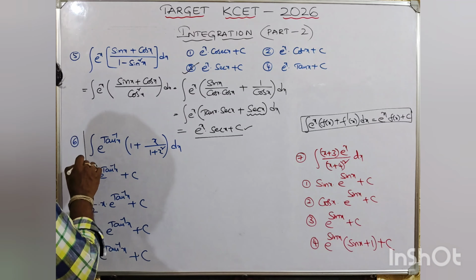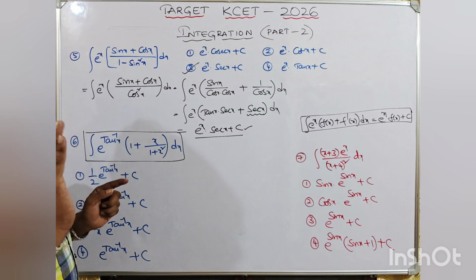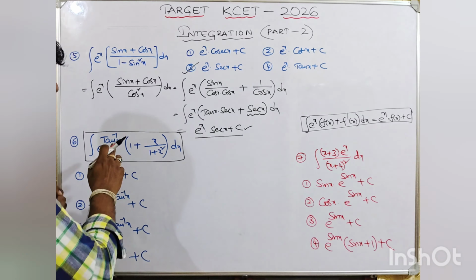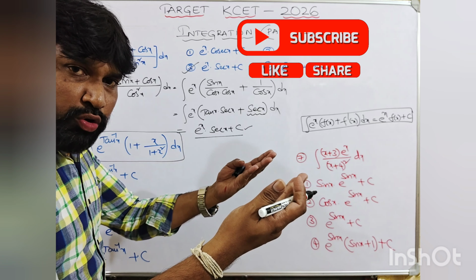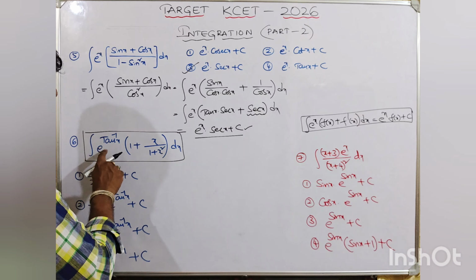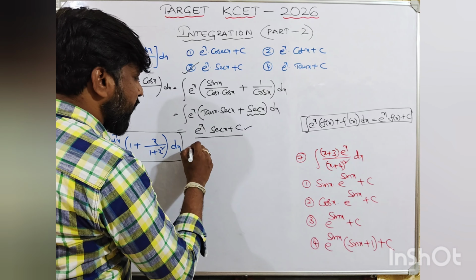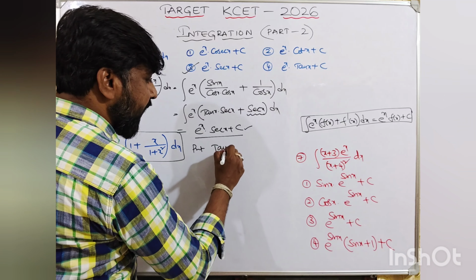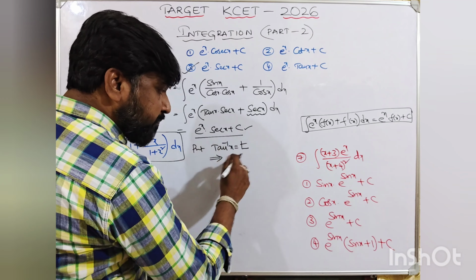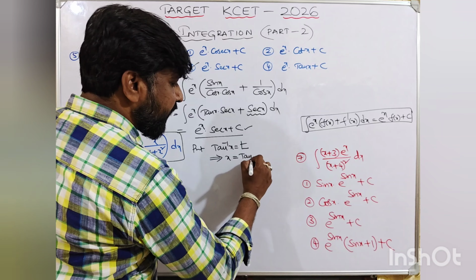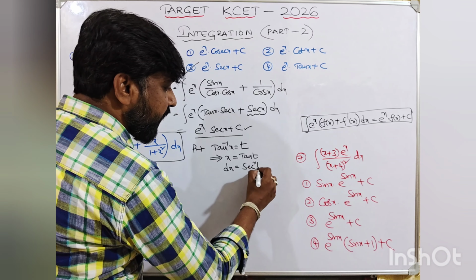Let's move to the next question. This is a bit dangerous question, you need to solve very carefully. Why? Because instead of e power x, they have given e power tan inverse x. Your formula will be in terms of the e power x format, so we need to consider some other variable. Put tan inverse x is equals to t. From this substitution, x can be written as tan t. Now differentiation is required, so dx is equals to secant square t dt.